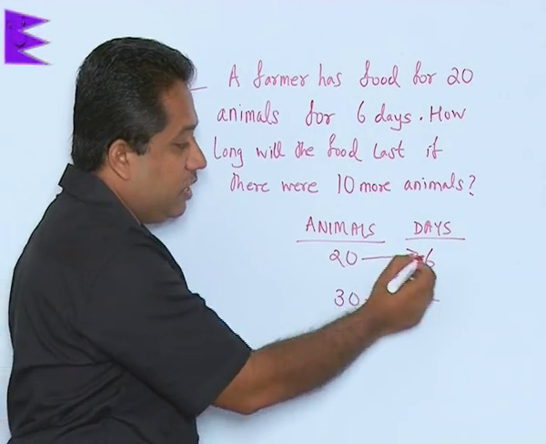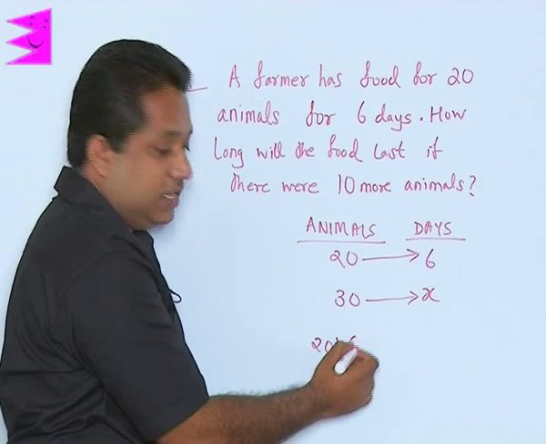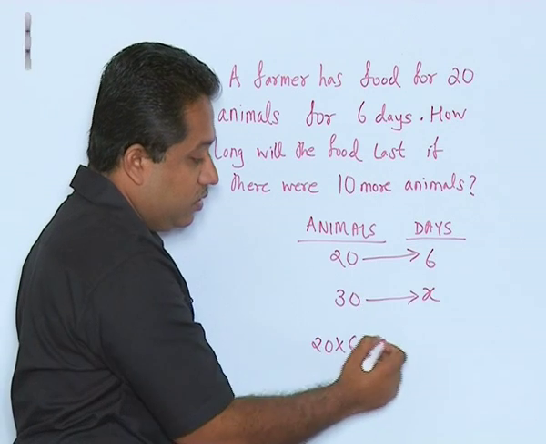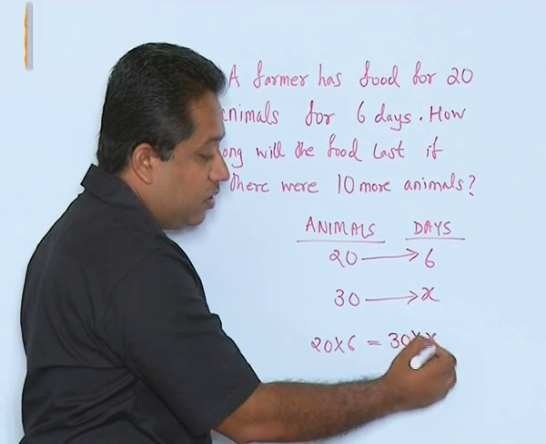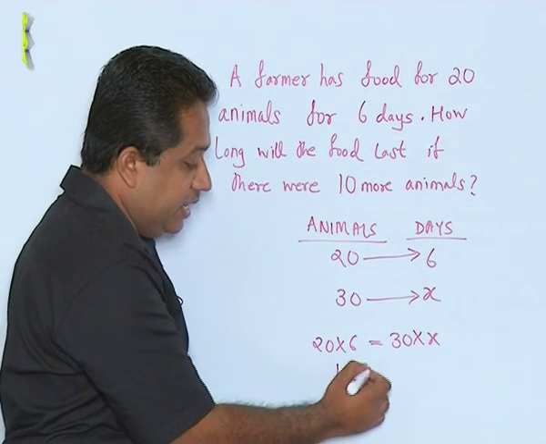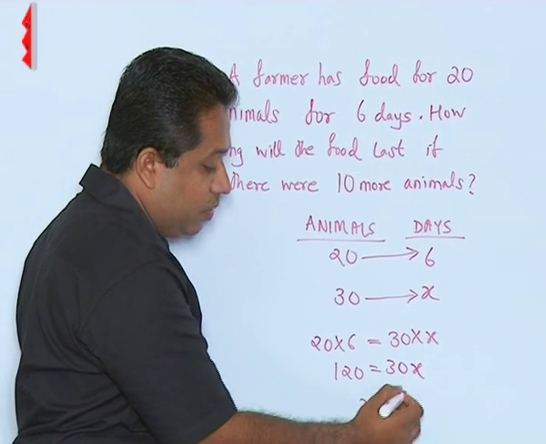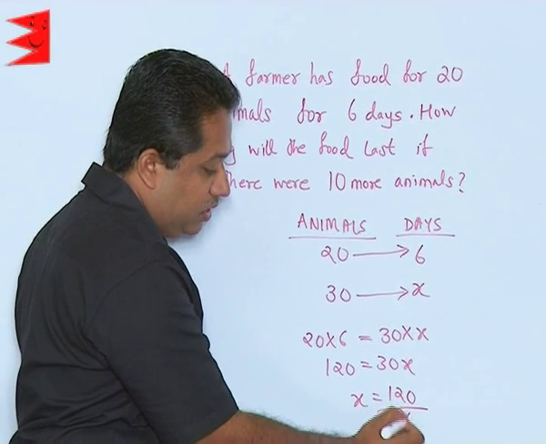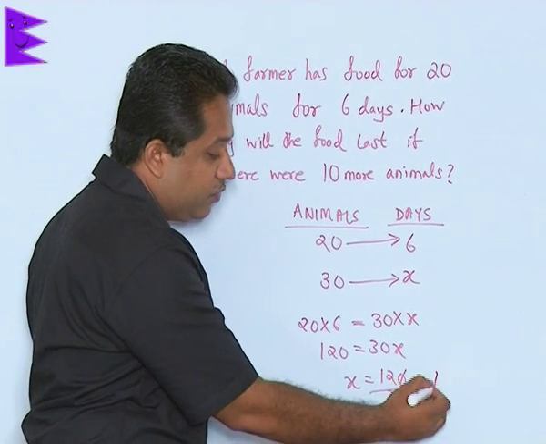So, when we multiply 20 and 6, we will get 120 on one side, which will be equal to the RHS, that will be 30 into x, or 30x. Now, when we multiply this, we get 120 equal to 30x. Therefore, the value of x will be 120 upon 30. Zeros are going to get cancelled. So, 12 upon 3 we get 4.